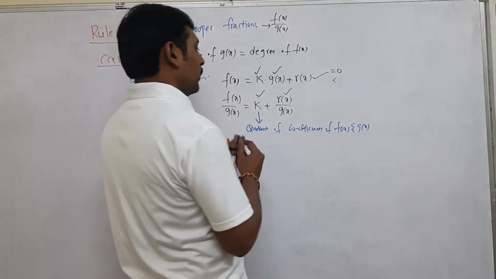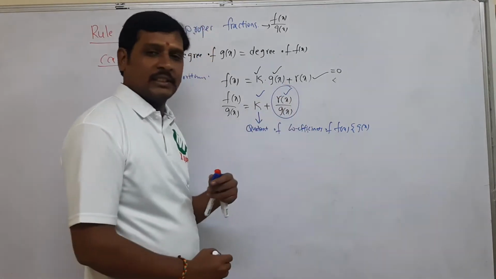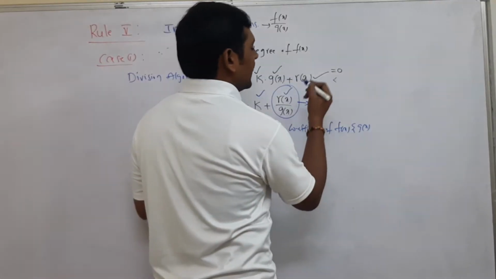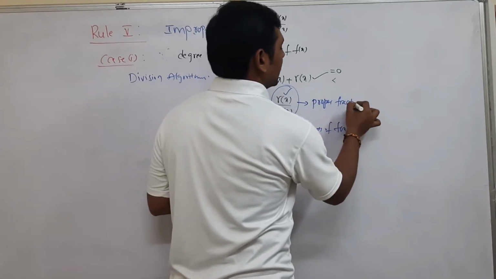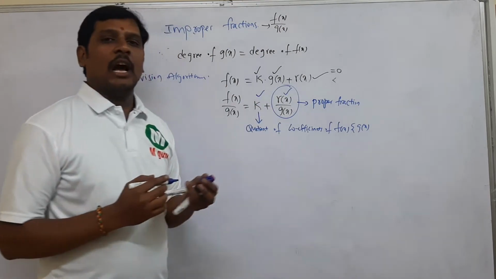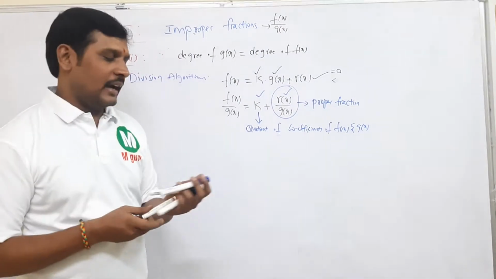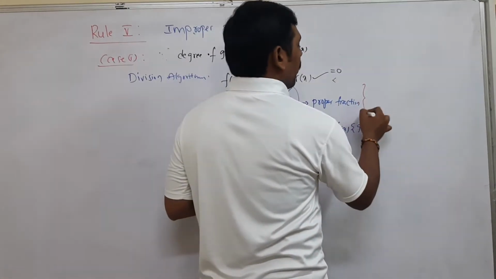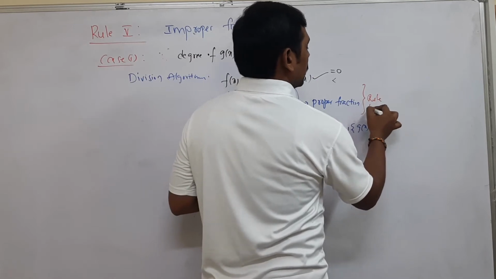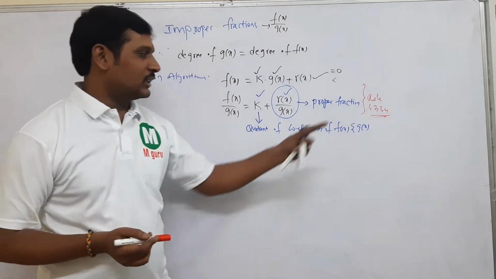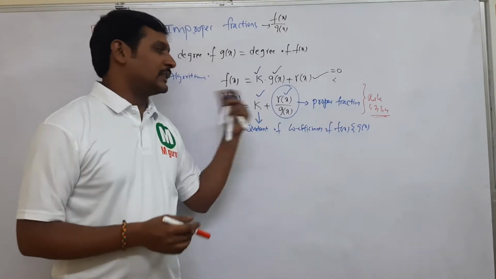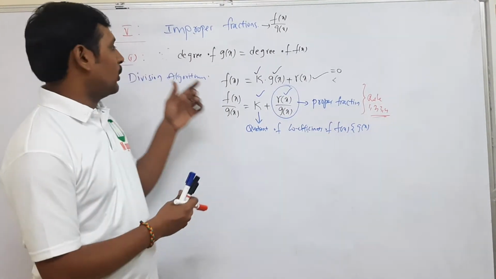And what about this r of x by g of x? r of x by g of x is a proper fraction. So again, how to solve a proper fraction? Already we have discussed 4 different rules. So using any one of rules 1, 2, 3, 4, we can find its partial fractions. So this is about case 1.